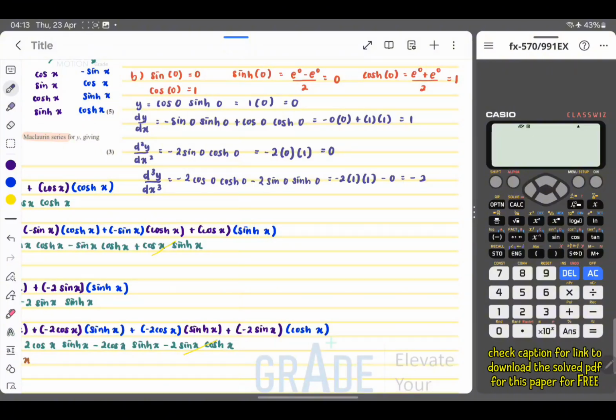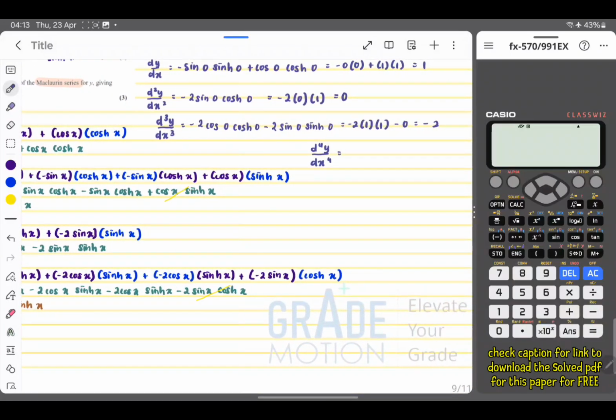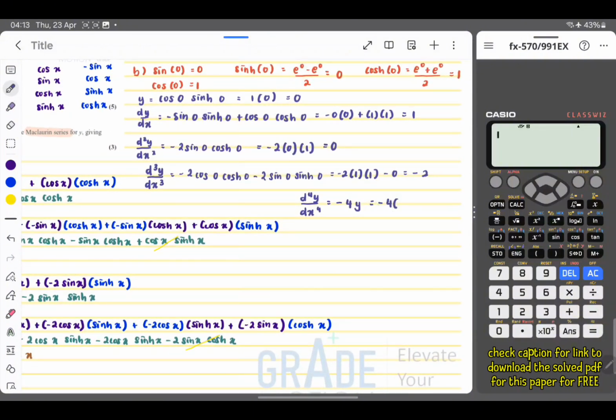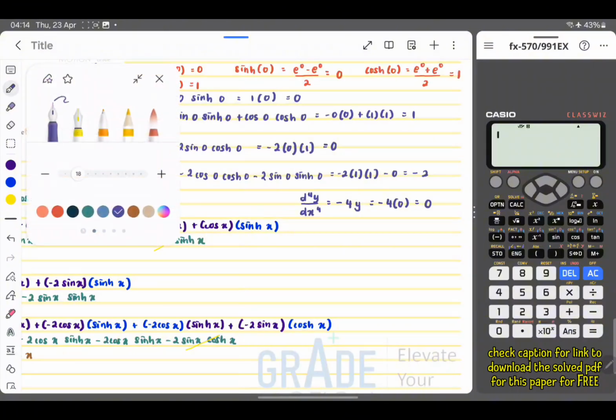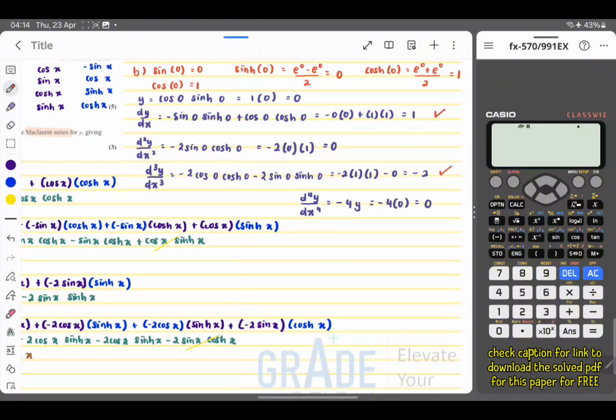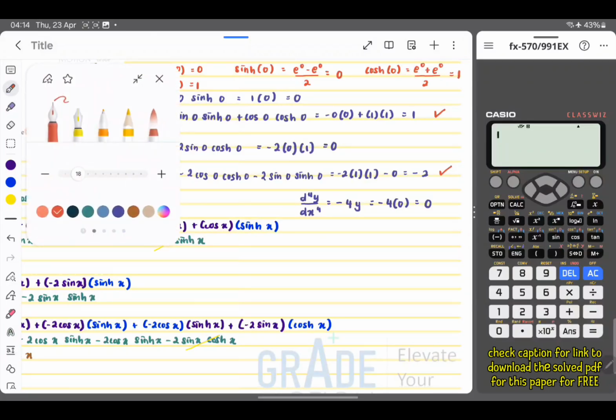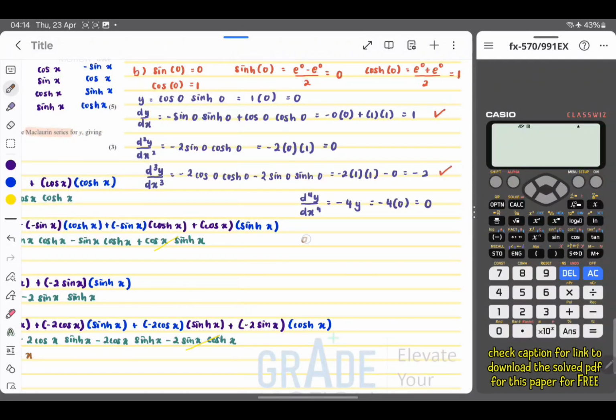So the fourth one would be d4y/dx to the power of 4 equal to negative 4y. And what is our y? Our y is 0. So negative 4 multiplied by 0 is equal to 0. They want us to find 3 non-zero terms. So we already have 1 and 2. So we need another one. So what we have to do is differentiate again. So d5y/dx to the power of 5 is equal to negative 4. Differentiate y would be dy/dx. So negative 4 multiplied by, what is our dy/dx? Our dy/dx is 1. So it will be equal to negative 4.